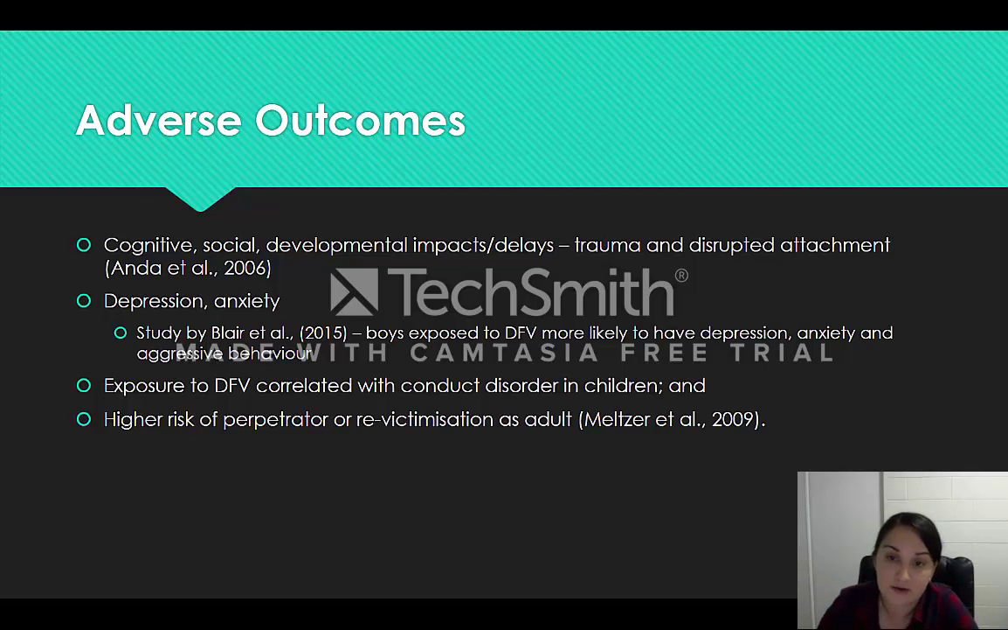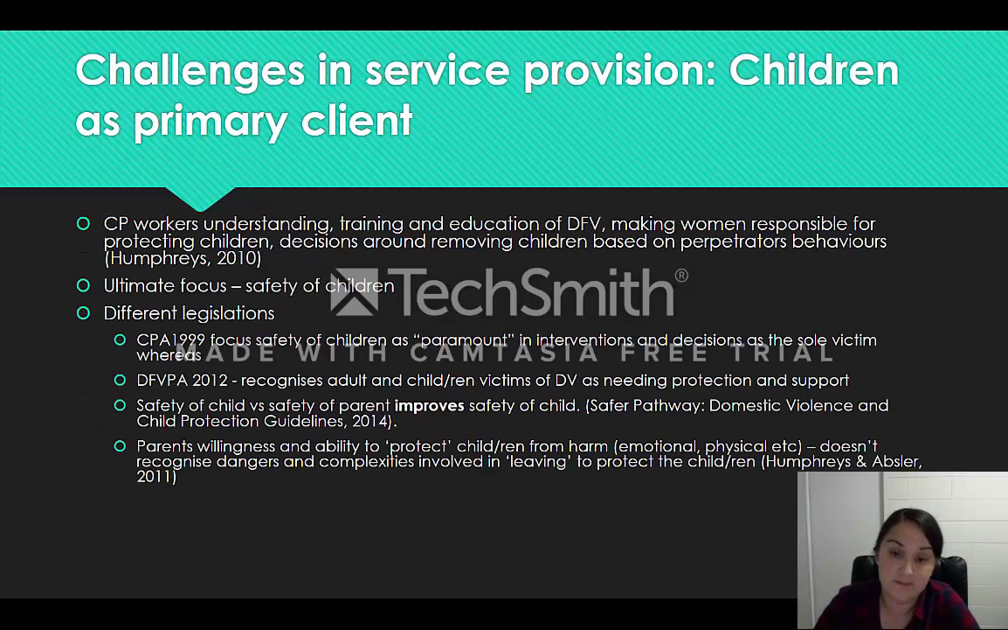As we can see, all these are reasons why it's so important for intervention to occur and why children need to be protected from further exposure to domestic violence.